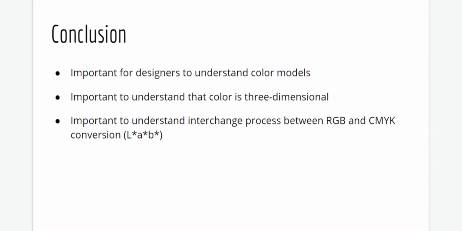So in conclusion, it's important for designers to understand color models, understand that color is three-dimensional, and understand the importance of the interchange process between RGB and CMYK color conversions. Being aware that RGB models are used for digital forms of advertisement and CMYK is used in printing can make the difference in how color appears across all platforms.